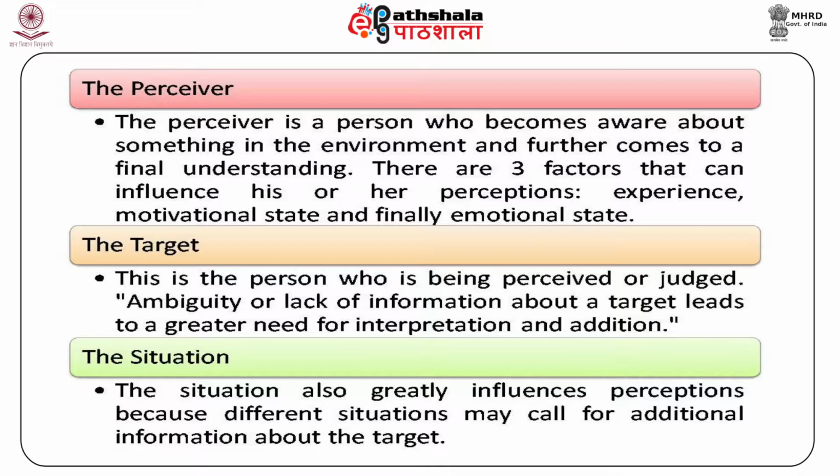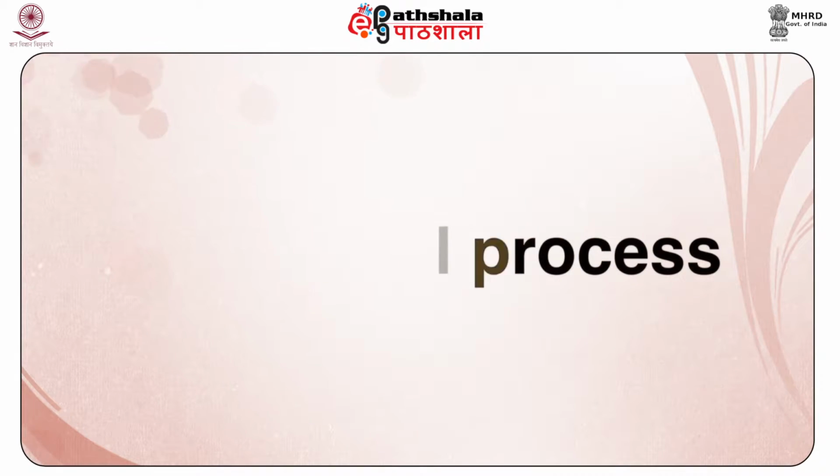Second is the target. This is the person who is being perceived or judged. Ambiguity or lack of information about a target leads to a greater need for interpretations and additions. And the third factor here is the situation. Situation also greatly influences perceptions because different situations may call for additional information about the target. When a perceiver focuses on something, he or she may start giving meaning to the events around them for detailed understanding. Now let's understand what perceptual processes are.